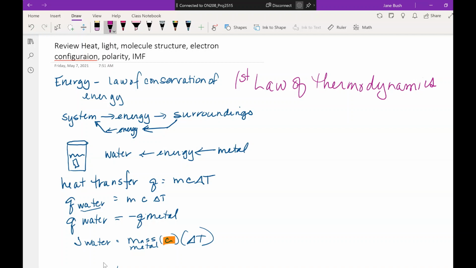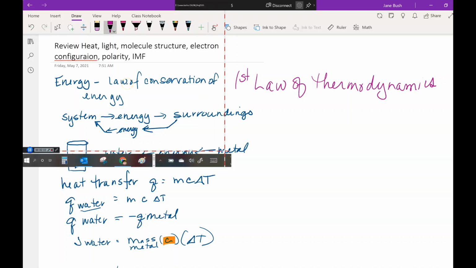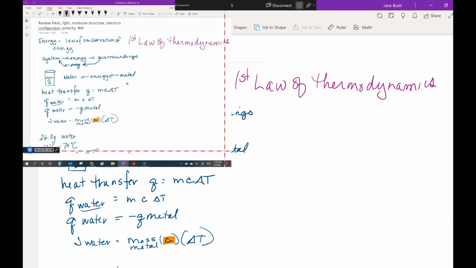Okay, for heat transfer problems, we use Q equals mcΔT. Okay, Q stands for heat, m for mass, c is the specific heat which you look up in a table, and temperature change is usually final minus initial, but really it's just related to whether it's exothermic or endothermic. If it's exothermic, the energy is being given off or lost.